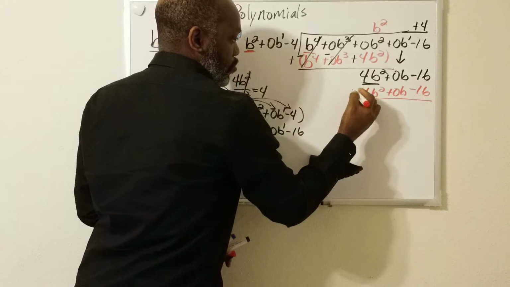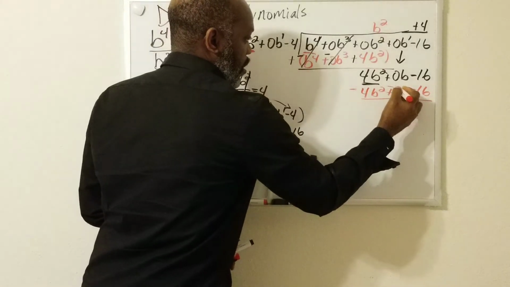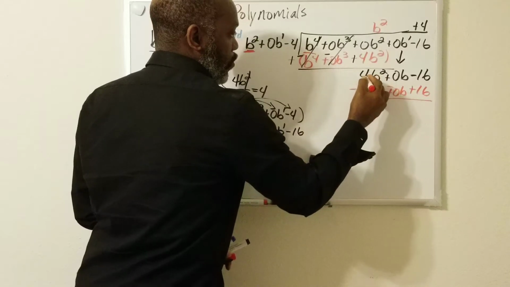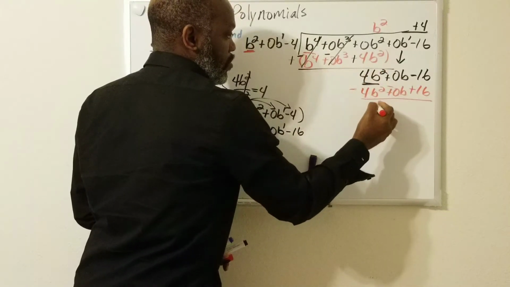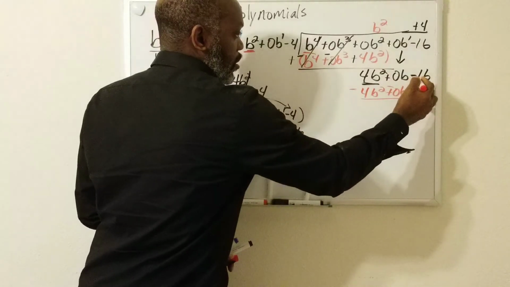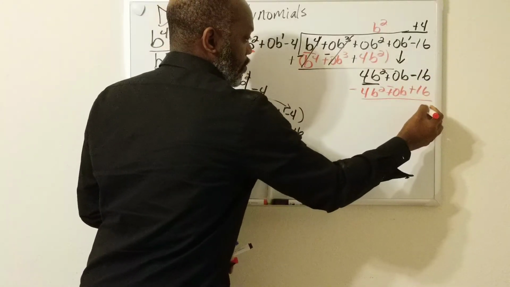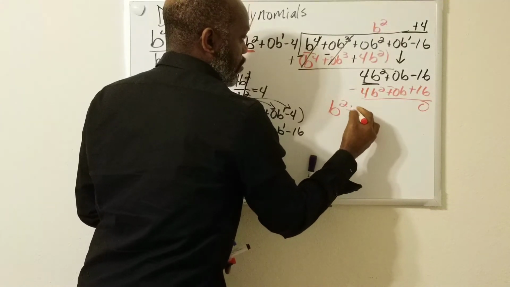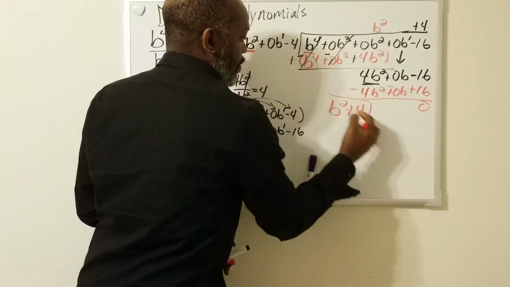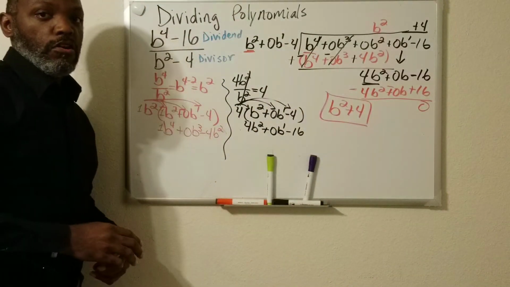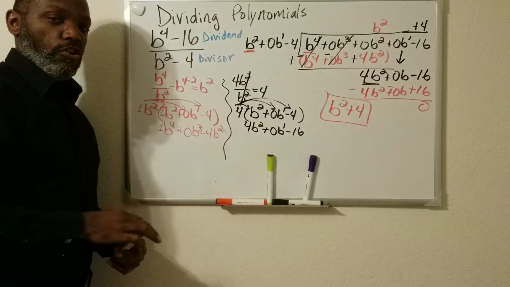All right, and I'm going to subtract. I'm simply changing the signs. 4b squared minus 4b squared is 0. 0b minus 0b is 0. And then negative 16 plus 16 is 0. So my answer is going to be b squared plus 4. And that's how you divide polynomials with missing terms.